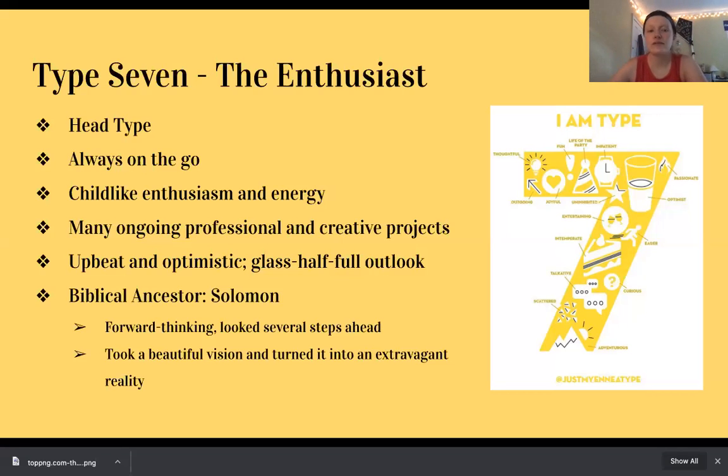They're always on the go. They have childlike enthusiasm and energy. One characteristic I saw described them as having eyes full of childlike wonder. So the biblical ancestor of type 7s was Solomon. Solomon was very forward-thinking, was always looking several steps ahead, and knew how to take a beautiful vision and turn it into an extravagant reality.